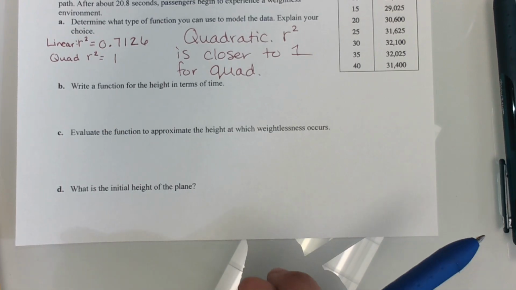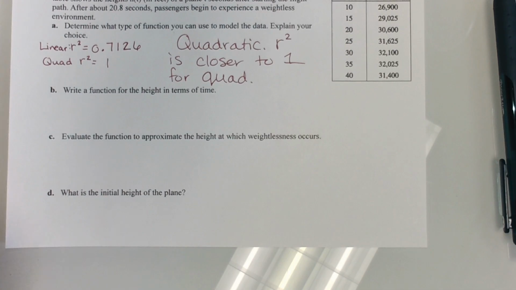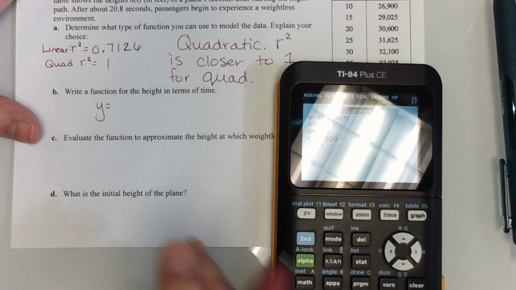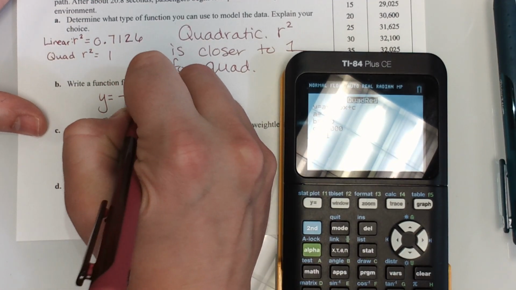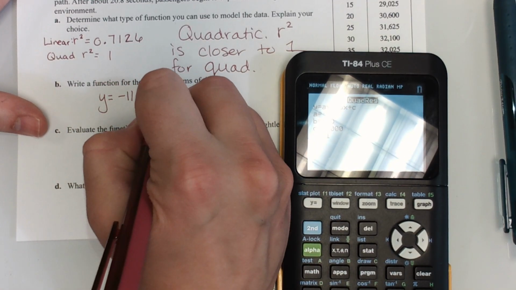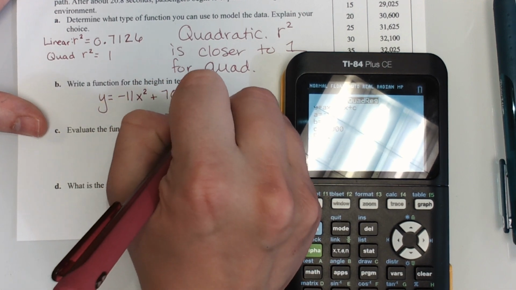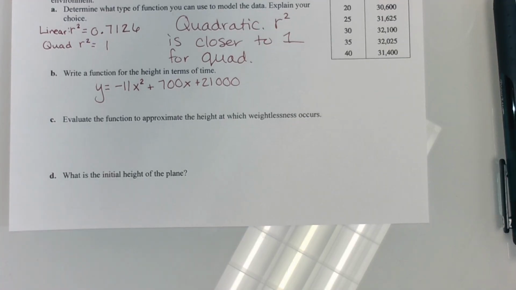Write a function. When it asks me to write a function, I'm just using what the calculator told me. It tells me my equation is y equals ax squared plus bx plus c, where a is negative 11, b is 700, and c is 21,000. Big numbers.